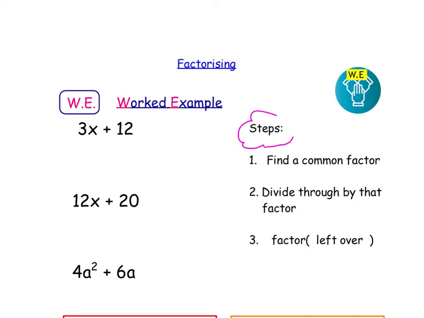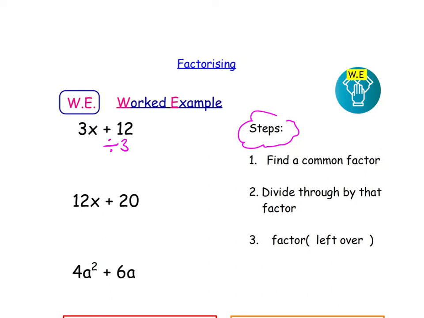So we're going to find a common factor to start with, then divide through by that factor, and then the factor we've divided by goes on the outside, and then whatever we've divided through by gets left in the bracket. So let's have a try. So if we're looking here, we look at the 3 and the 12, which we can hopefully realise that we can divide both of them by 3.